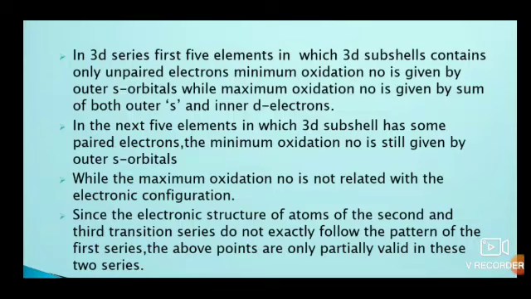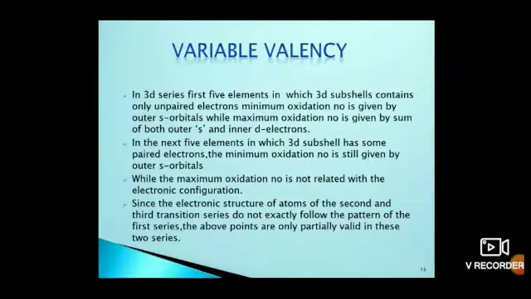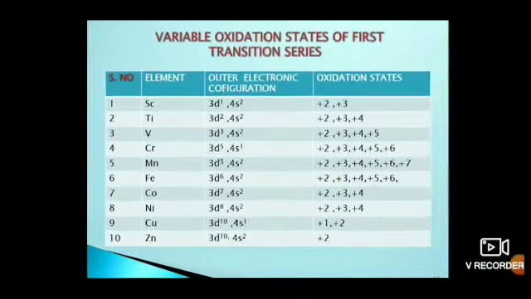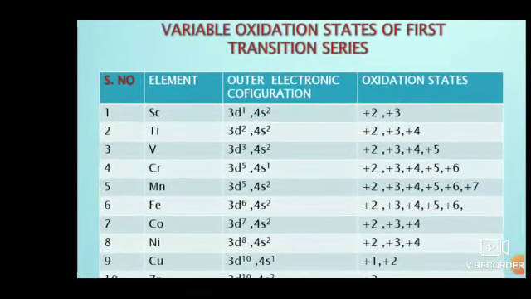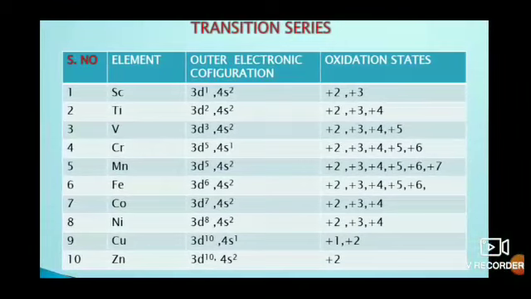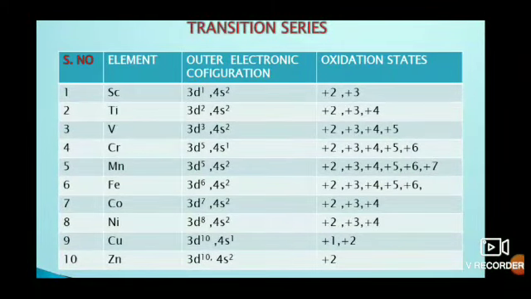Since the electronic structure of atoms of the second and third transition series do not exactly follow the pattern of the first series, the above points are only valid for 3d subshell. So these are the tables for the variable oxidation states of 3d series. So scandium shows +2, +3, titanium shows +2, +3 and +4 here, and it continues.